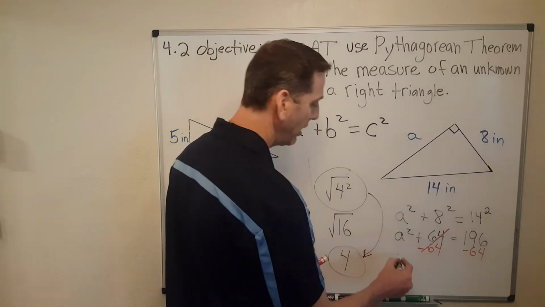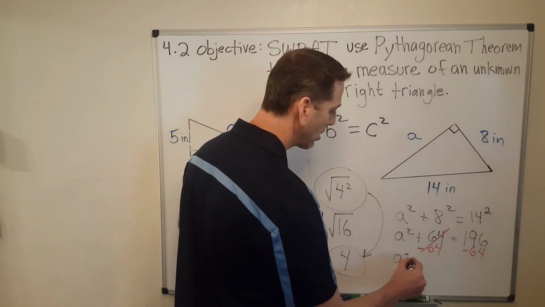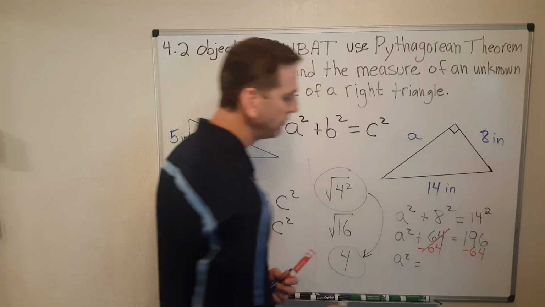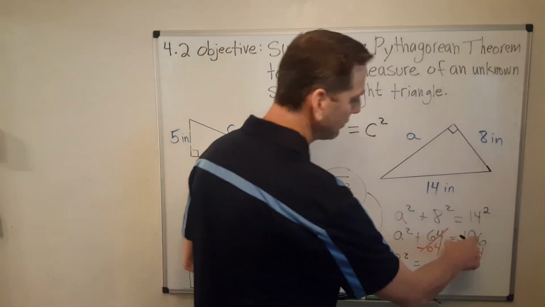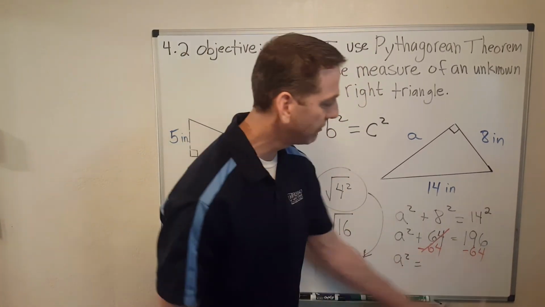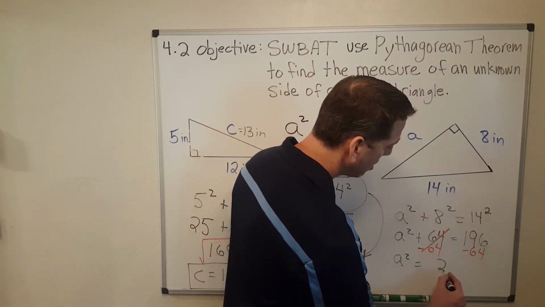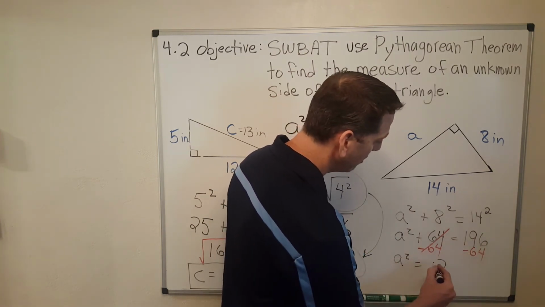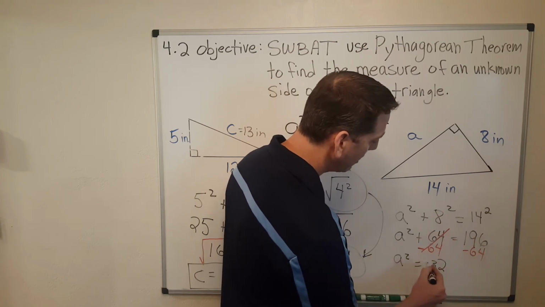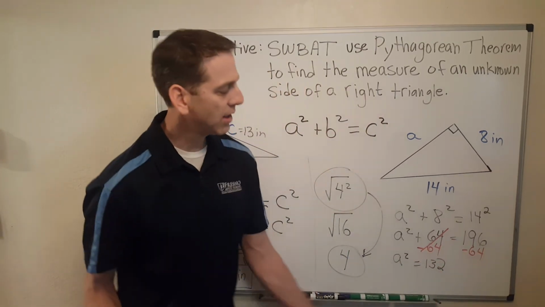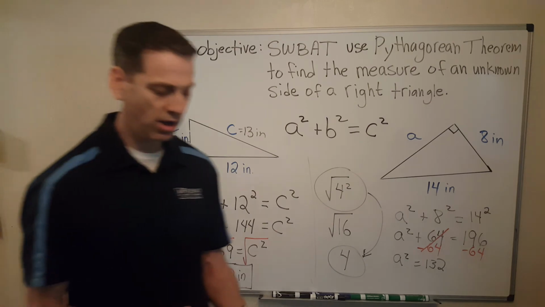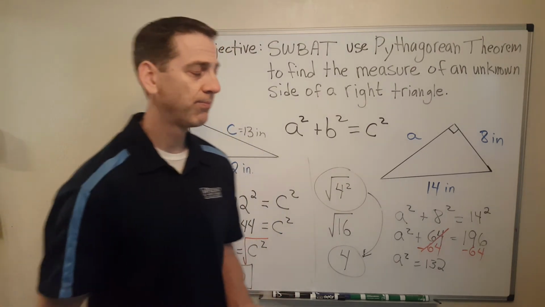64 minus 64 is going to cancel, and so I'm left with A squared equals, what's 196 minus 64? Well, let's see. 6 minus 4 is 2. 9 minus 6 is 3. And 1 minus 0 is 1. So I get A squared equals 132.